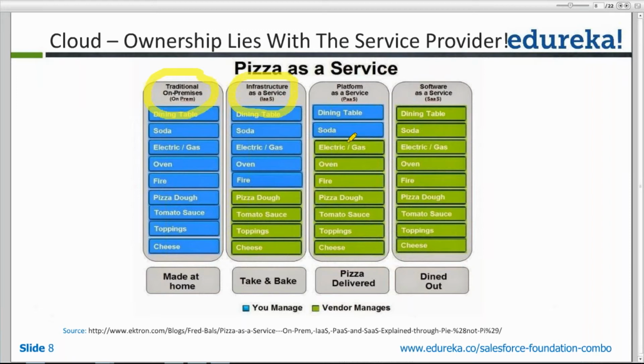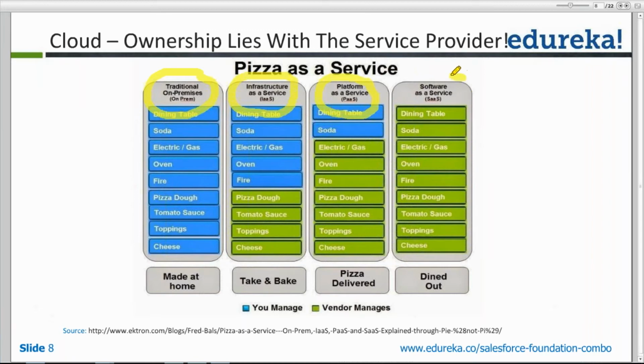Third is pizza delivered. That is compared to a platform as a service, wherein you are ordering a pizza from a Pizza Hut or a Domino's, and it is getting delivered, as most of us do, right? So it arrives, you just add probably some soda for some flavor and you have it on your dining table. That is, the vendor is managing everything. You are getting a ready to eat pizza delivered at your home, right? So that is comparable to a PaaS, platform as a service. So not only the infra, but the platform also vendor manages.